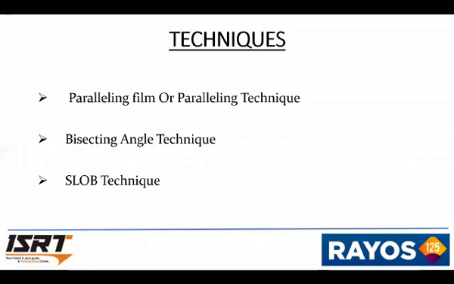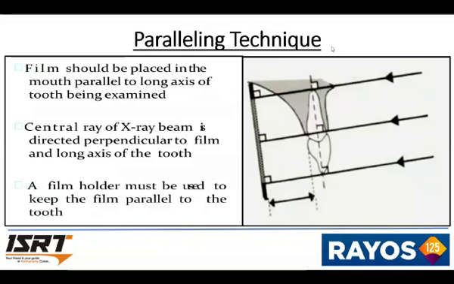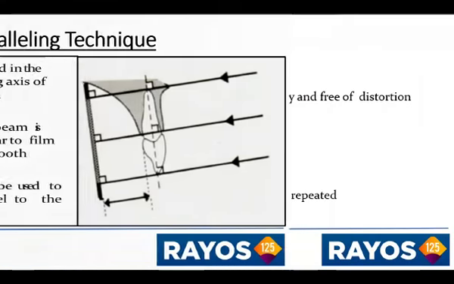So the techniques used in intraoral radiography are the paralleling technique, bisecting angle technique, and slope technique. Slope technique is otherwise known as shift technique. So what is the paralleling technique? Here the film is placed parallel to the long axis of the tooth, and the X-ray central beam is directed perpendicular to the film and the long axis of the tooth. And a film holder must be used to keep the film parallel to the tooth.